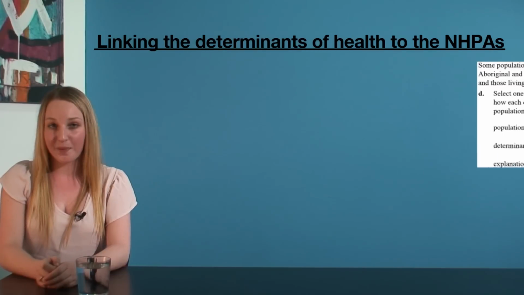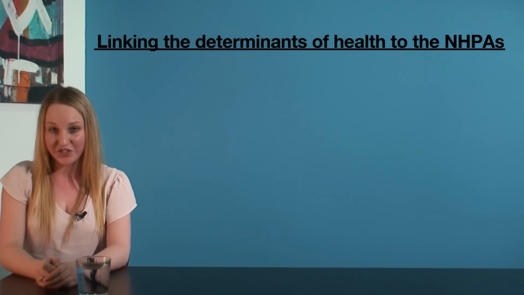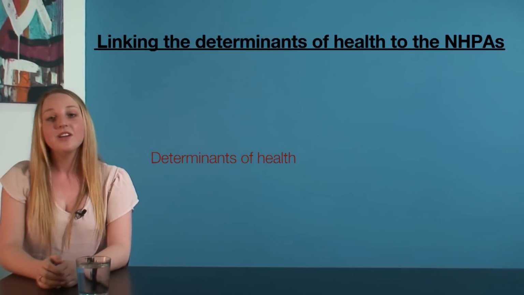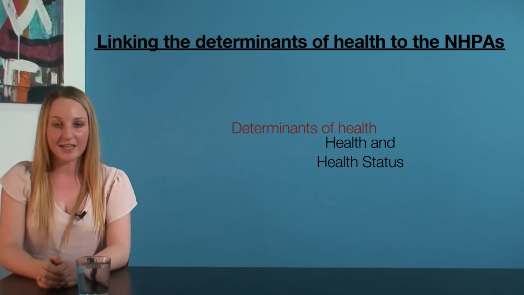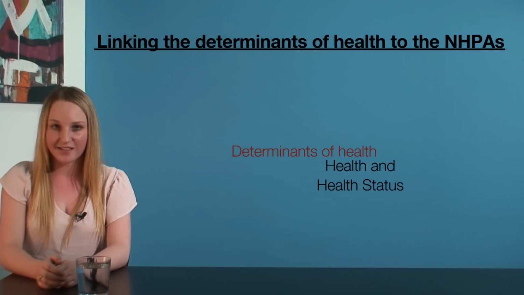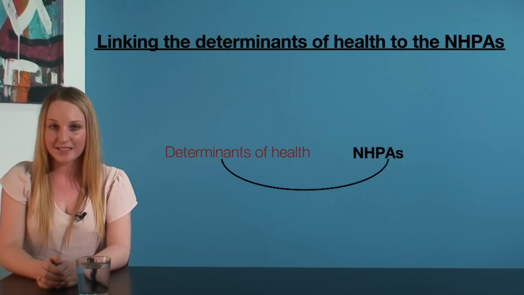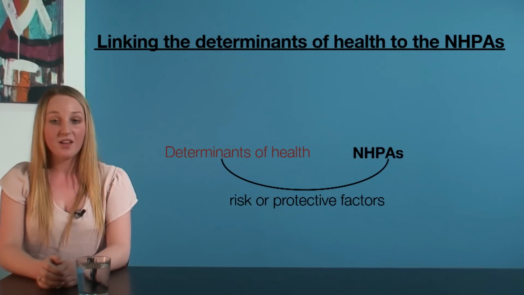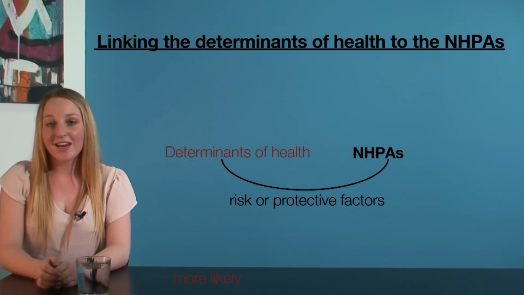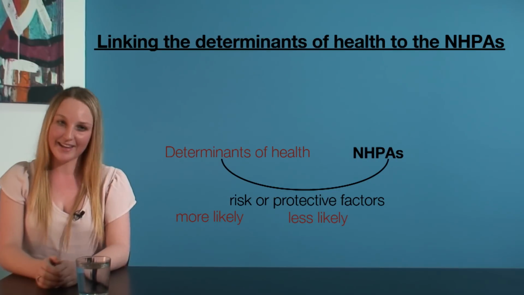Let's start with a bit of background before I go into the three-step process to answering the question. As we know, determinants of health are factors that can positively and negatively impact one's health and health status. When we apply the determinants of health to the NHPAs, they can act as either risk or protective factors, that is, things that make the NHPA more likely or things that make the NHPA less likely.